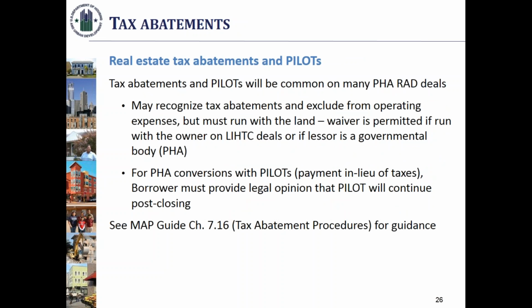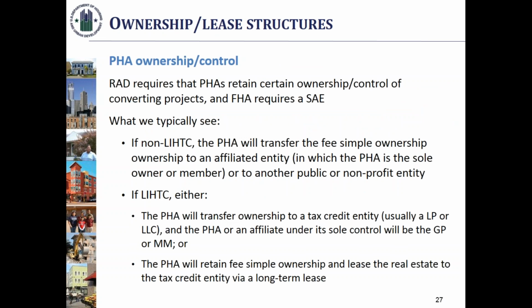All right, we're going to move on to tax abatements. Tax abatements and payments in lieu of taxes are going to be common on many PHA RAD deals. We can recognize the tax abatements and exclude them from operating expenses if the abatement runs with the land, and we can actually grant a waiver if it runs with the owner on a tax credit deal, or if the lessor is a governmental body, if the PHA is leasing the real estate to our borrower. For PHA conversions with PILOTs, the borrower has to provide a legal opinion that the PILOT will continue post-closing. And I suggest that you refer to Chapter 7.16 of the MAP Guide for more guidance on tax payments.